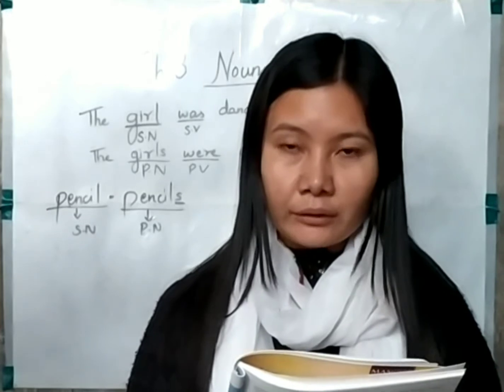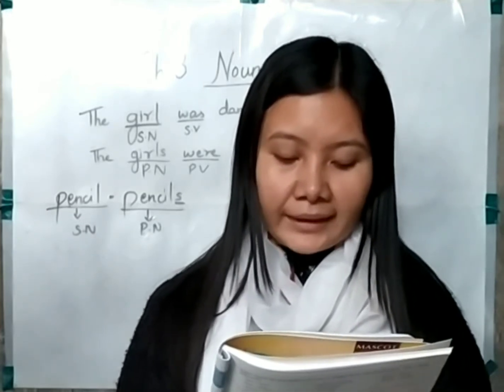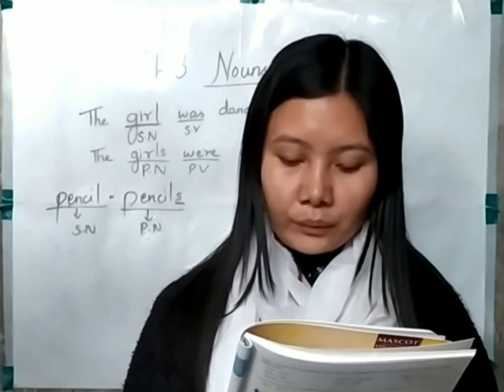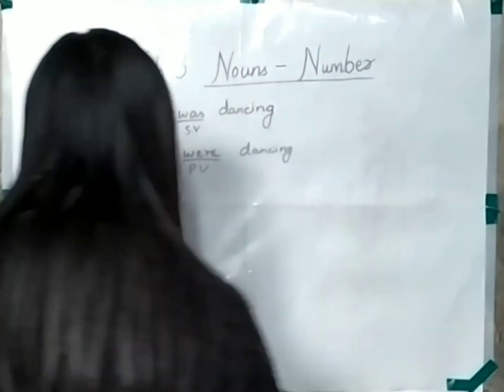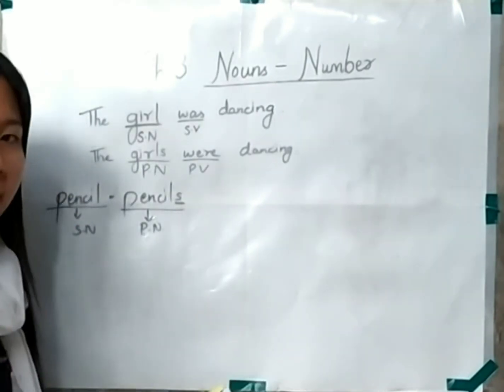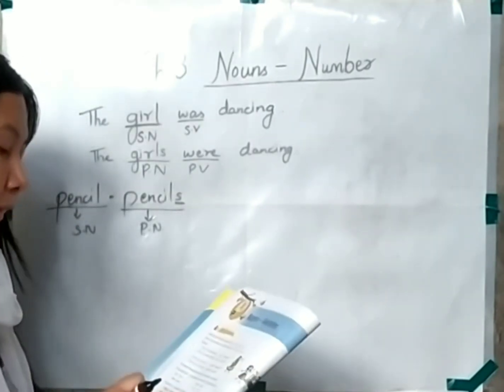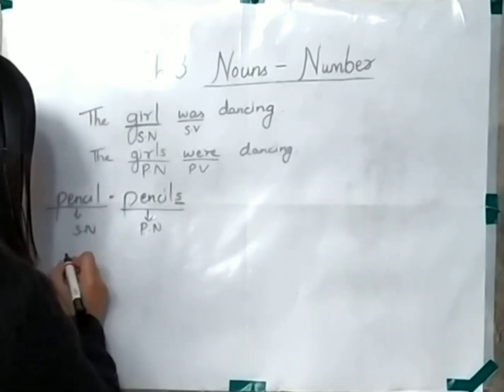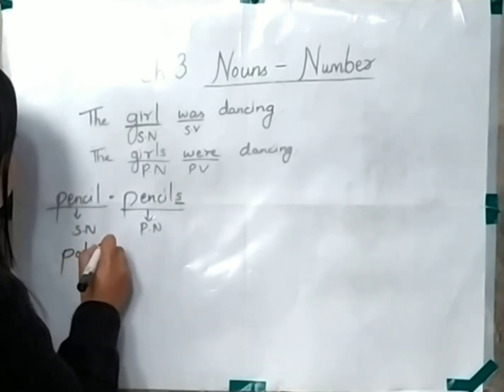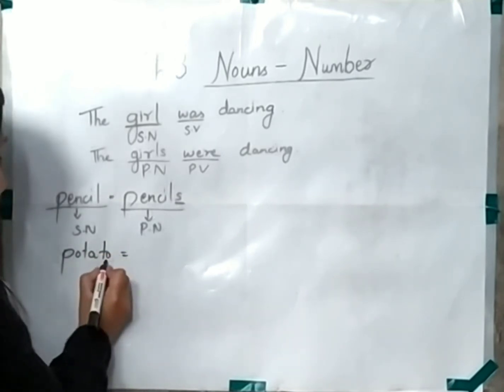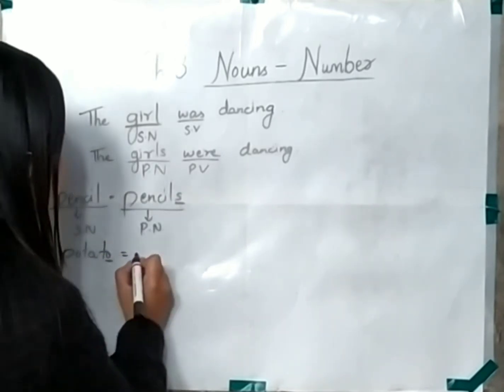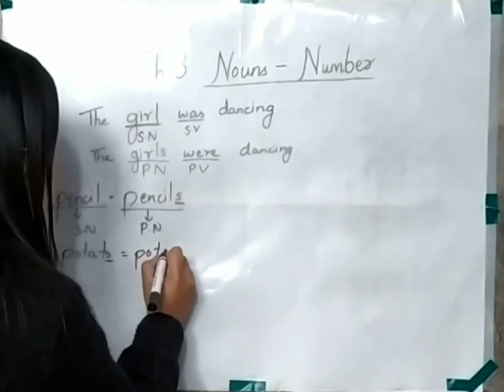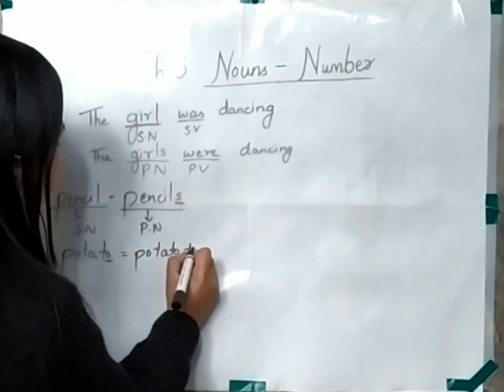Now let's go through the second rule of changing a singular noun into a plural noun. We add es to singular nouns that end in o, s, sh, ch and x. So we need to remember that if there is a singular noun ending with the letter o, like potato, you can see it's ending with o. In such a case, we add es behind it. What do we need to add? We need to add es.